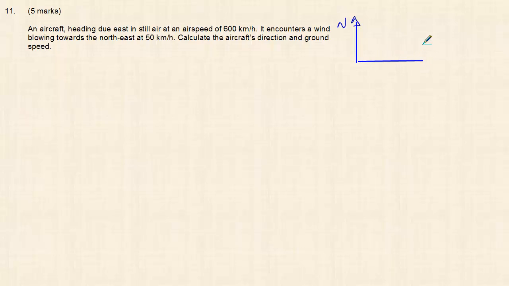We know that it's heading this way at 600. It encounters a wind blowing towards the northeast with a magnitude of 50, and this angle of course is 45 degrees. So the resultant velocity is this side here. So if this is the velocity of the aircraft, this is the velocity of the wind, and this is the overall resultant, we can see that V is equal to VA plus VW.